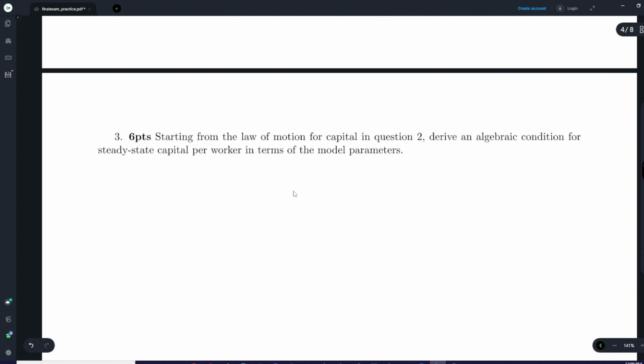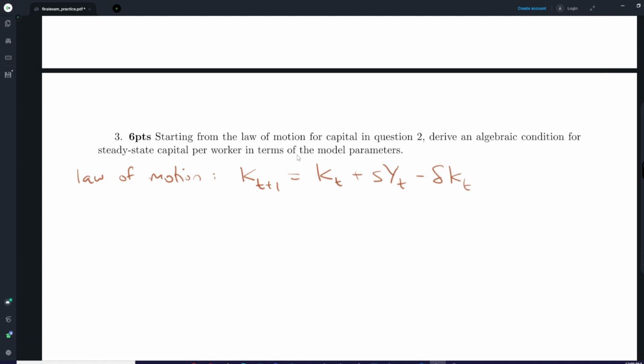Starting from the law of motion for capital in question 2, derive an algebraic condition for steady state capital per worker. Great. Okay, so the law of motion, we know exactly what that is. It's given in the equation. It says that K_{t+1} is equal to K_t plus sY_t minus delta K_t, right? That is the definition of the law of motion.